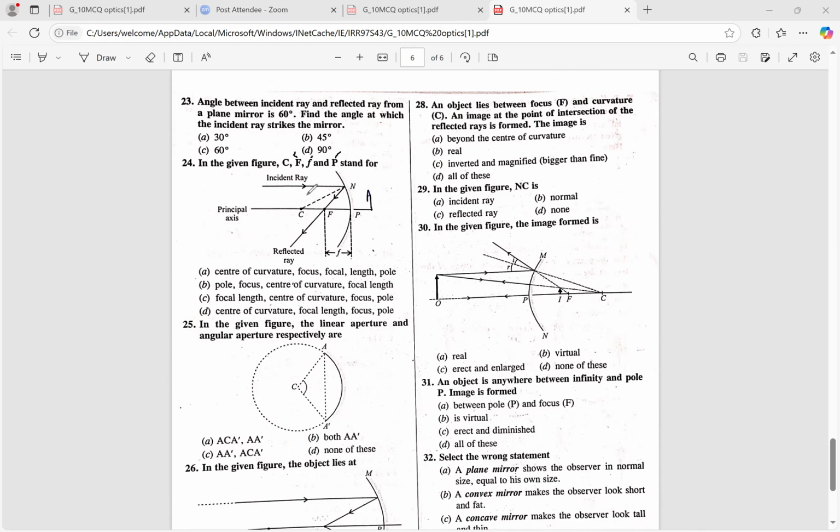Sorry, I forgot the question number. The angle between incident ray, reflected ray, and plane mirror is 60 degree. What is the angle at which incident rays strike on the mirror? Again, read the question. The question is very easy. Suppose this is your plane mirror. Incident rays strike from here and reflect like this.